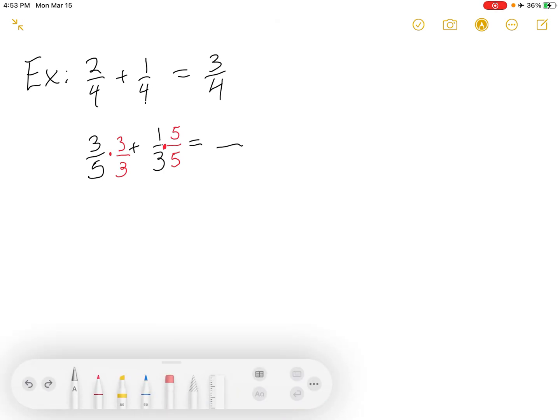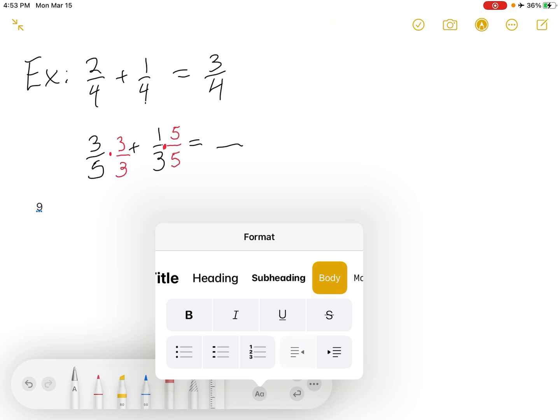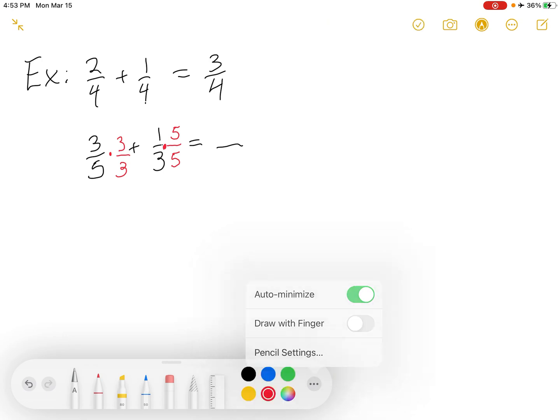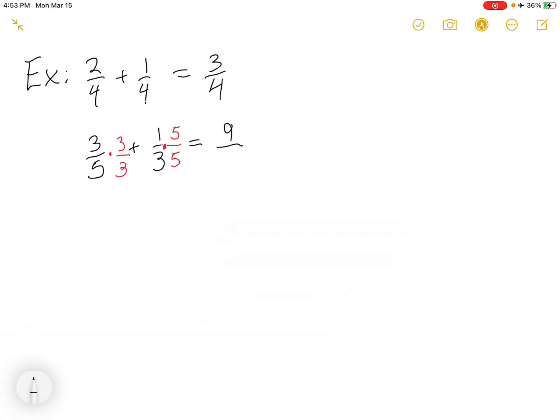Now if I rewrite the two fractions that I have, I'm going to have 9/15 plus 5/15. Those are my equivalent fractions. And now, since the denominators are the same, I can add the numerators, and that gives me 14/15. So this is stuff you guys have been doing for a long time.